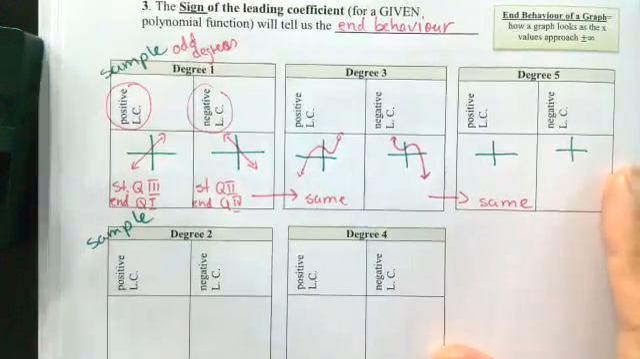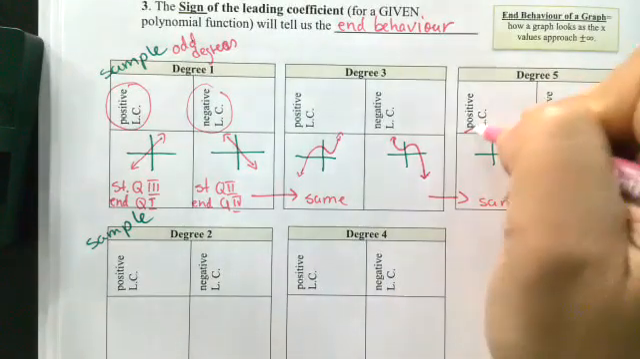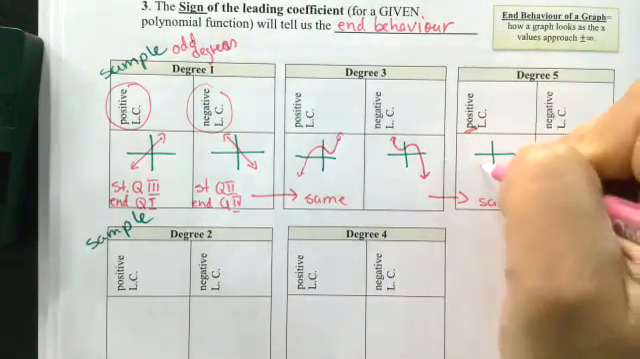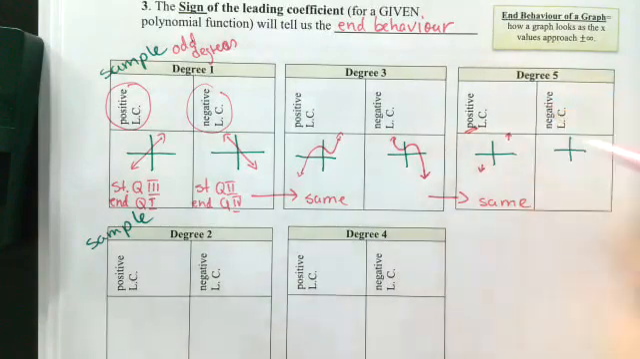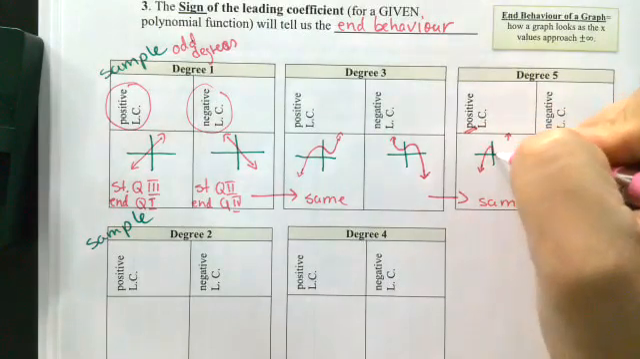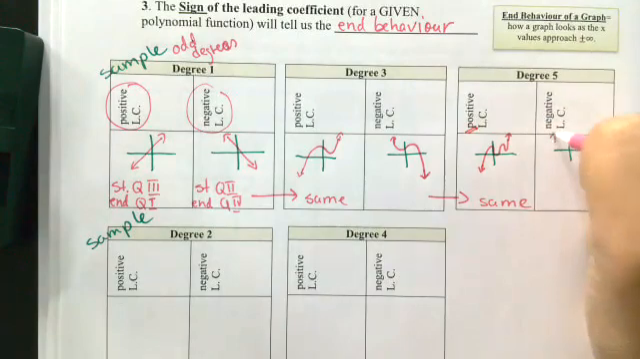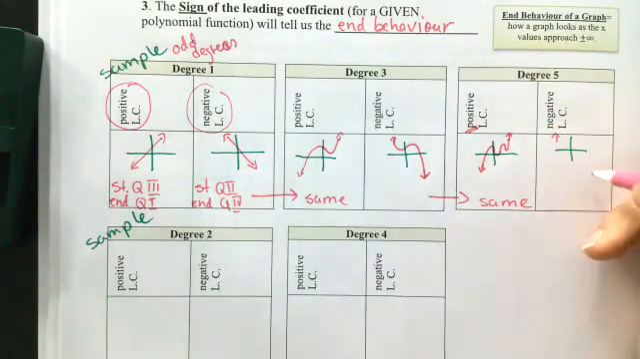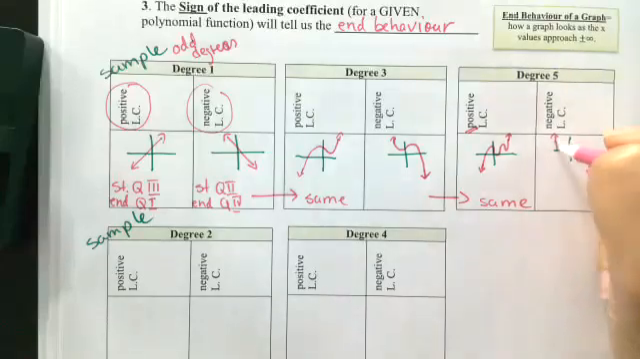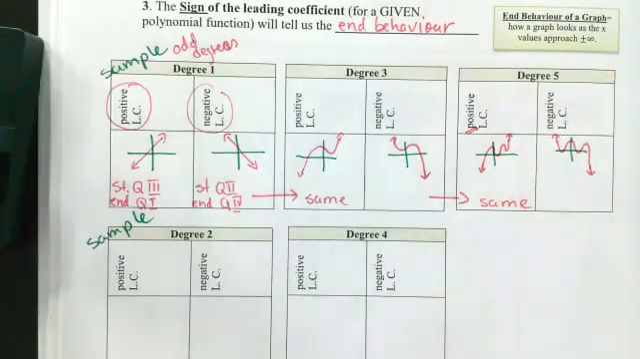Degree 5, another odd degree function. Again, same thing for positive leading coefficient: starting in quadrant 3, ending in quadrant 1, but then you're going to have more turning points, right? For negative leading coefficient, starting in quadrant 2, ending in quadrant 4, slithering snake in between.